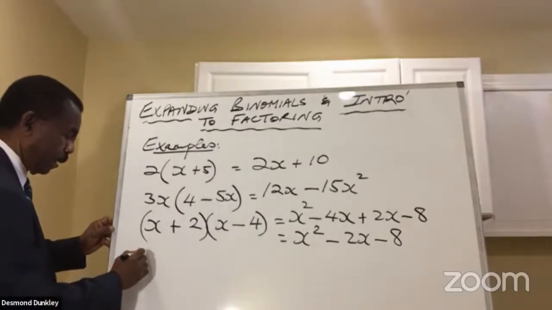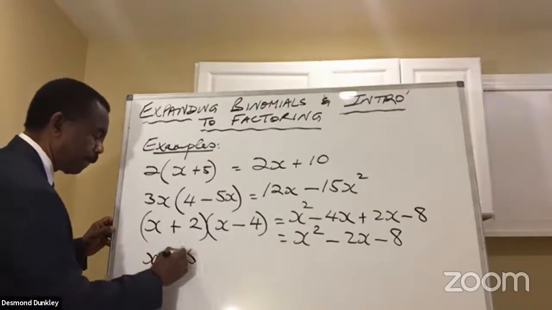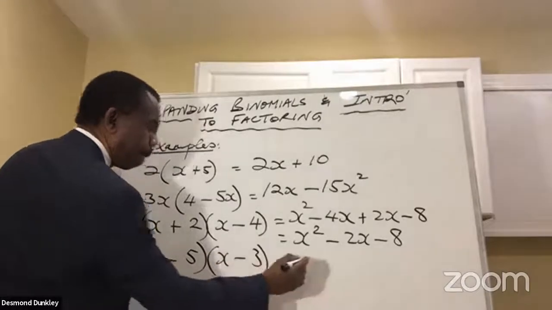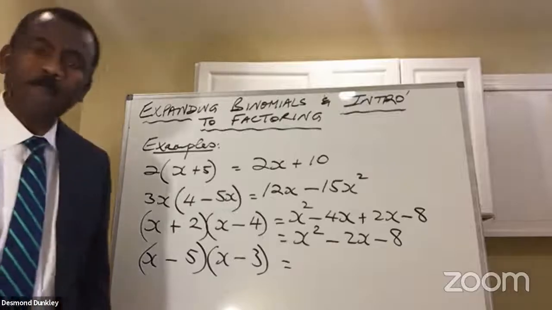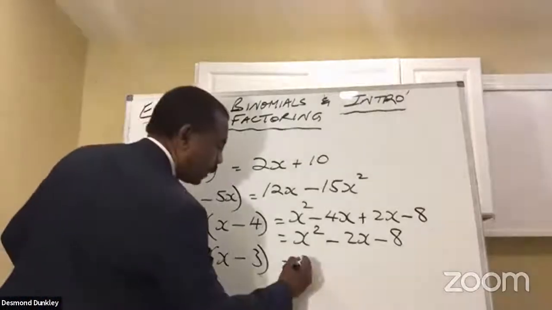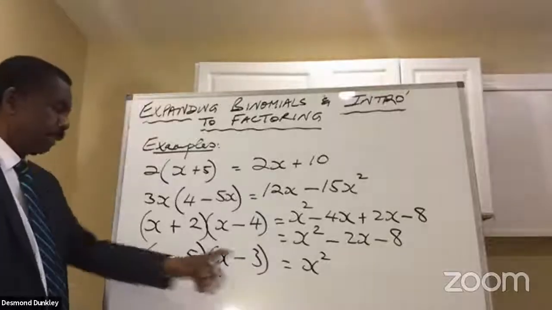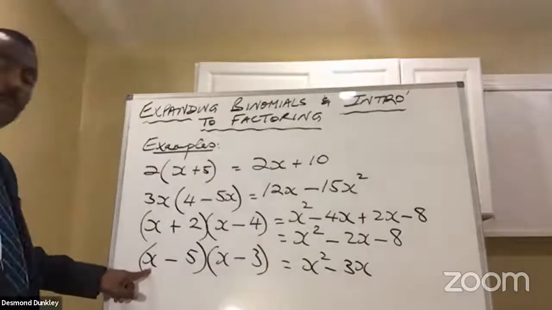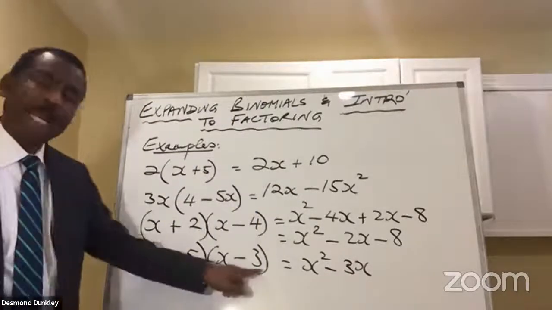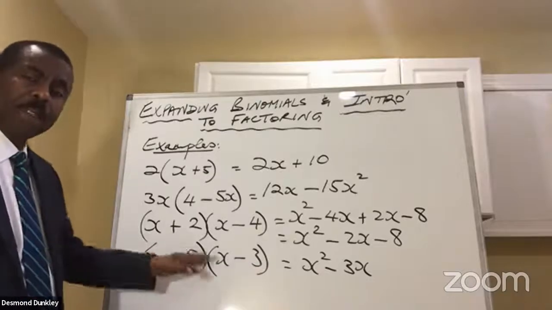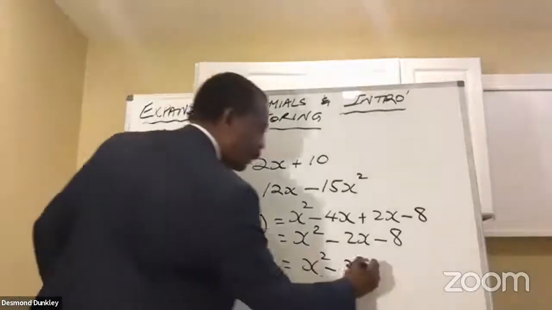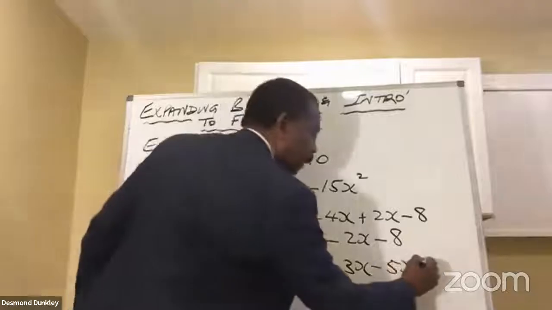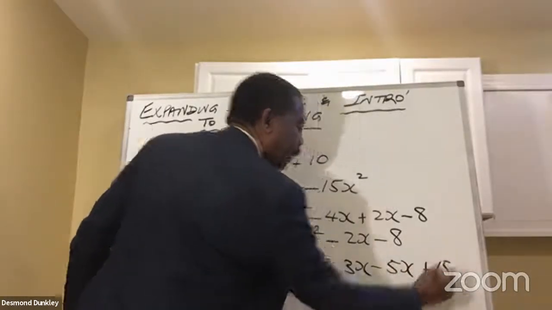If we had, say, (x minus 5) times (x minus 3). What will we end up with? X times x is x squared. X times negative 3 is negative 3x. So we're finished with multiplying x. We multiply x times both items. Now we're going to multiply negative 5 times both items. So negative 5 times x gives me negative 5x. And negative 5 times negative 3 gives me positive 15.